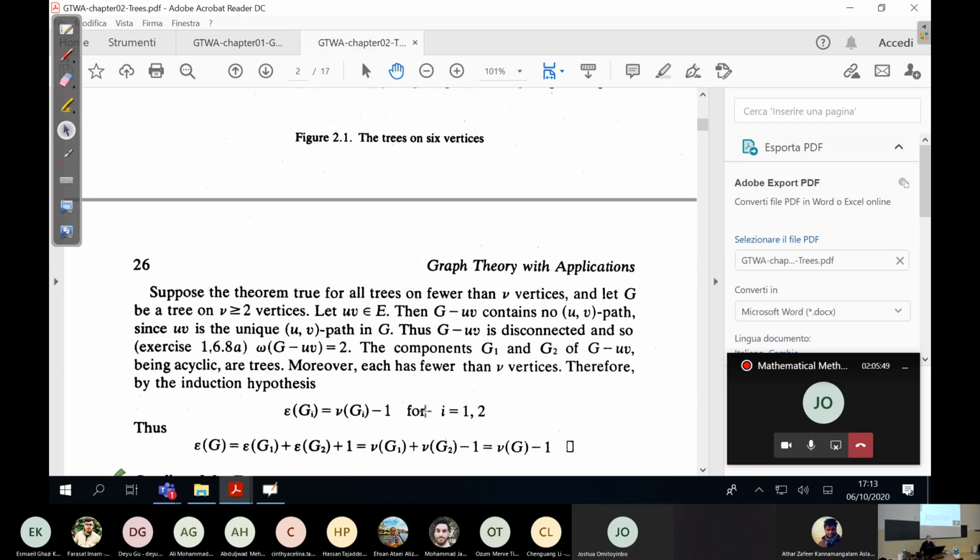Now, what about the total number epsilon of G? What are the edges of G? The edges of G1, together with the edges of G2, together with the one edge we had taken away, the edge UV. So epsilon of G equals epsilon of G1 plus epsilon of G2 plus 1, where this 1 is exactly due to this edge. But now we can apply the inductive hypothesis. Epsilon of G1 is n of G1 minus 1. Let me write it down.